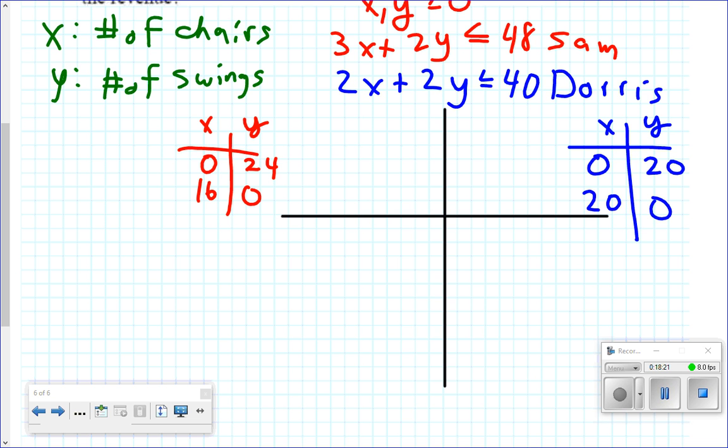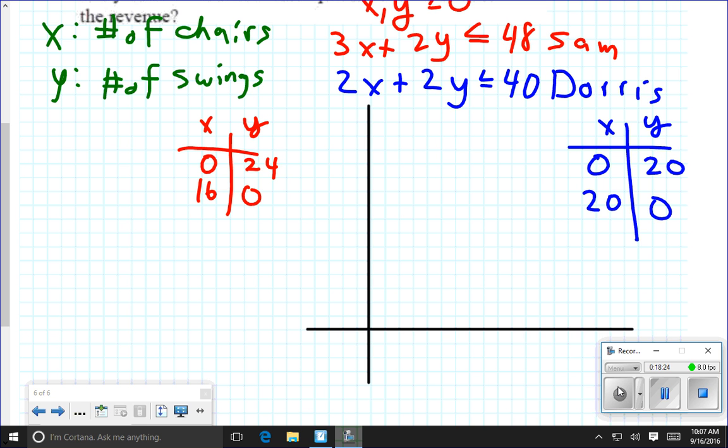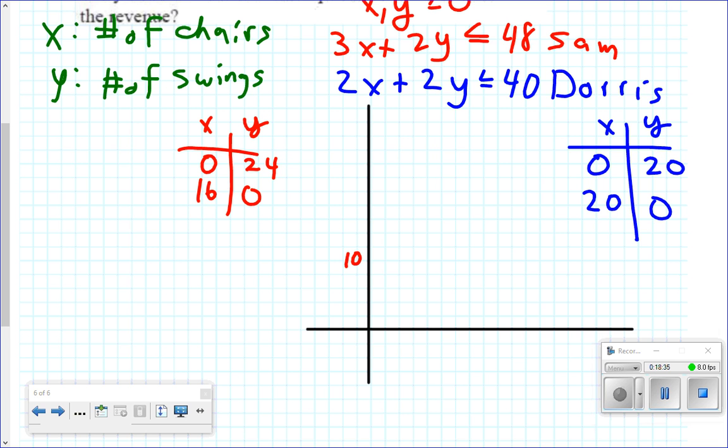I made my axis a little bit bigger here. I think I can go by 2s on this. So let's see here. 2, 4, 6, 8, 10. 2, 4, 6, 8, 20. And then 2, 4, 6, 8, 10. 2, 4, 6, 8, 20. So let's see. The red one will have intercepts at 24 and 16. And the blue one will have intercepts at 20 and 20.